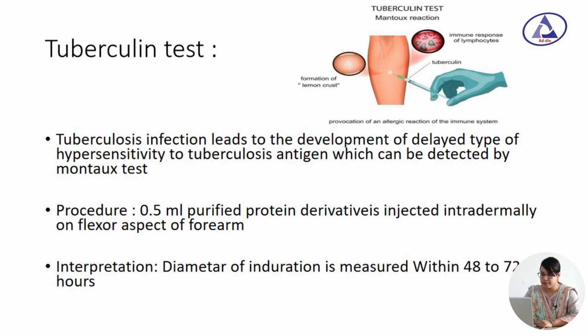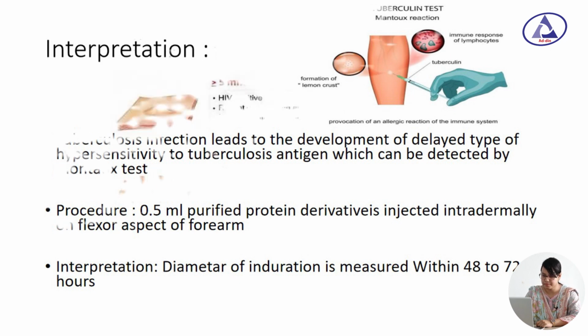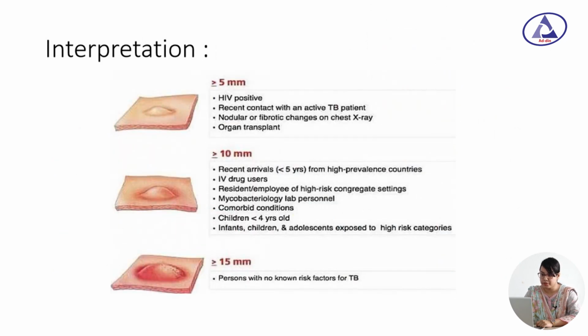Tuberculosis infection leads to the development of delayed type hypersensitivity to tuberculosis antigen, which can be detected by Mantoux test. Procedure: 0.5 ml purified protein derivative is injected intradermally on the flexor aspect of the forearm. Interpretation: the diameter of the induration is measured within 48 to 72 hours. If the induration is more than 5 mm, then recent contact with an active TB patient, nodular or fibrotic changes on chest X-ray may be found, and organ transplantation.